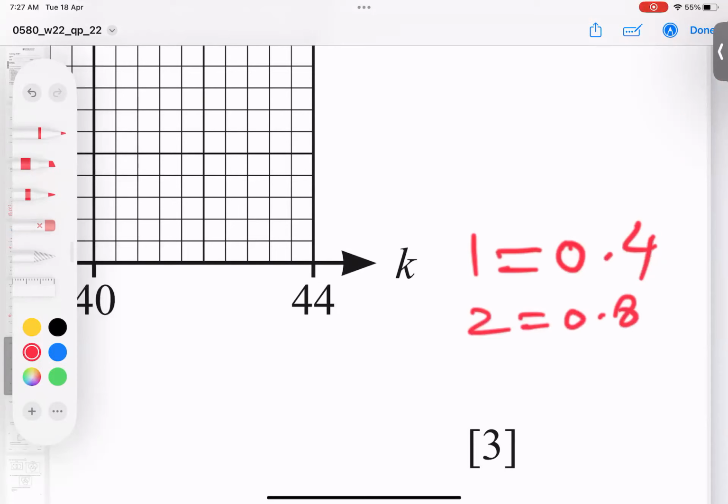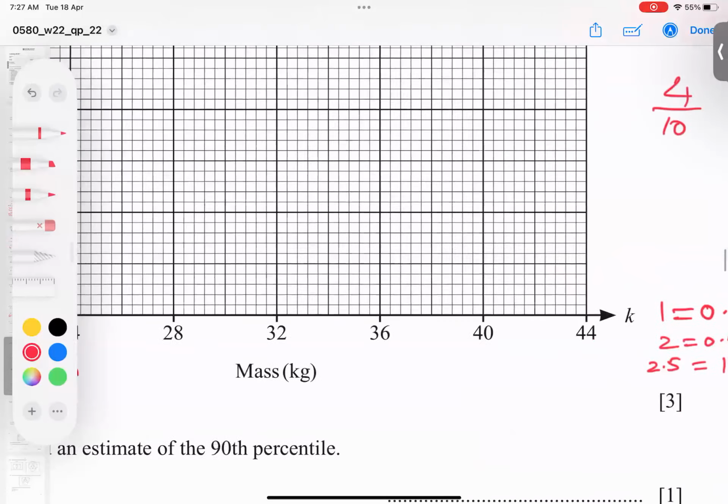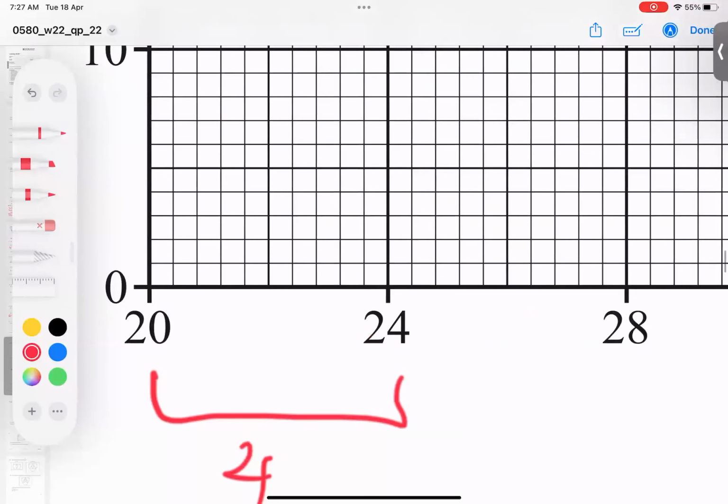Or you can type in 2.5 boxes. 2.5 boxes, if you check it, 0.4 into 2.5 gives you 1. So 2.5 boxes means 1. So see, 1, 2, 2 and a half. So it means this is 21.